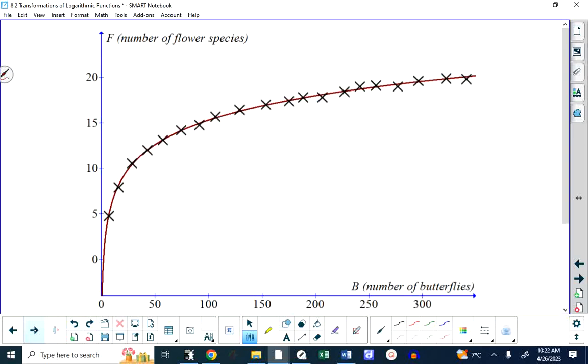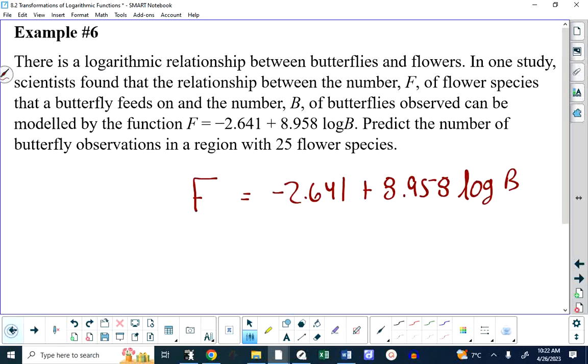And I hope you understand, nature very rarely follows a mathematical formula exactly, right? Because there are unaccounted for variables. My cat goes into the garden and eats a bunch of butterflies. Okay, that could be something that the study is not taking into account. But it's pretty darn close. So the question here is, how many butterflies should we observe if there are 25 flower species? That's what we're asked to do.